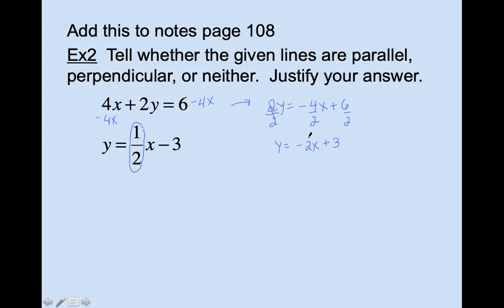So now I can look at the slope of this line, which is -2. Since these slopes are opposite, right? One's positive and one's negative. This one's 1/2. Is this 2/1? Yes. So since the lines have slopes that are opposite reciprocals, I can say that they are perpendicular.